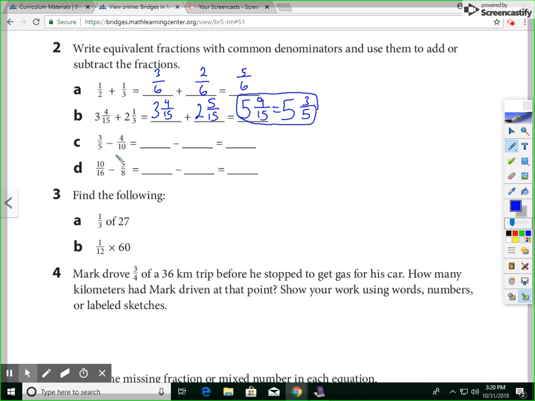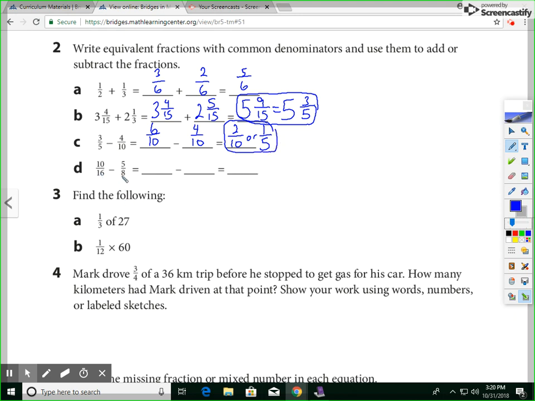Letter C, we do not have common denominators. We need to find that. I would pick 10. Students might pick 20, 50, 100. Any of those would work. I'm going to pick 10. So this second fraction did not change. That goes on this line, the second fraction. The first fraction goes on this first line, so that's times 2. 3 times 2 is 6. 6 tenths minus 4 tenths is 2 tenths or 1/5. Both of those answers would be marked correct.